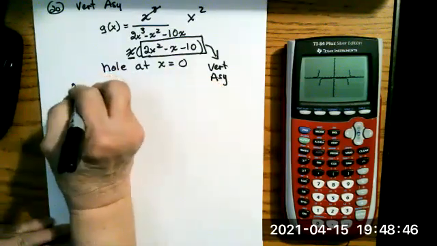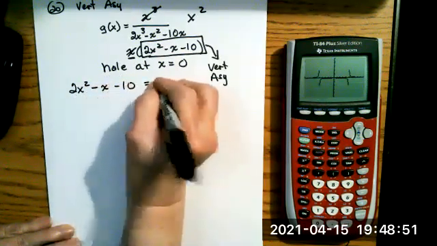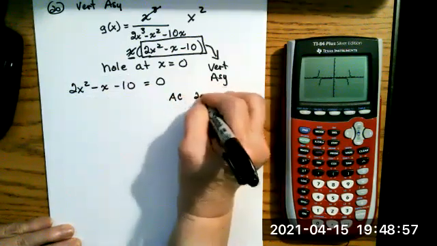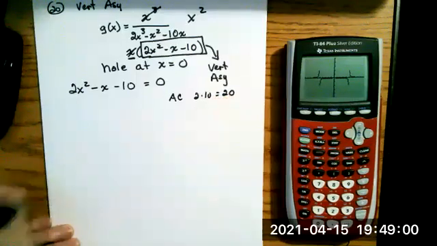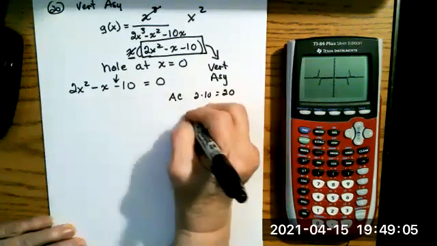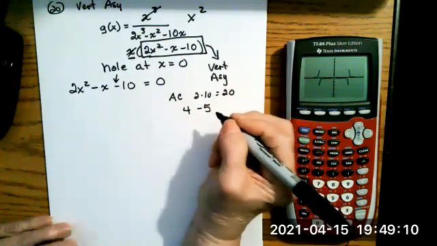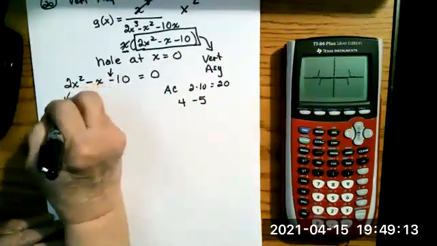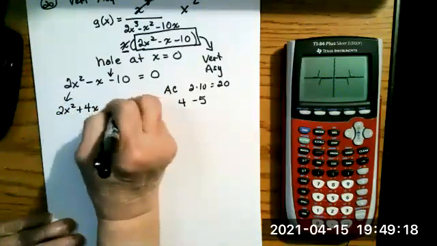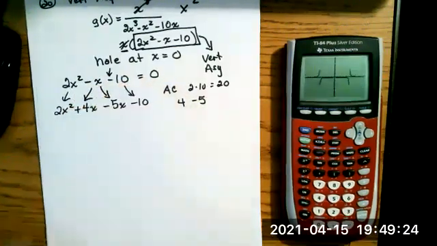So now we have 2x squared minus x minus 10 equal to 0. Looks like that's an AC trinomial. 2 times 10 is 20. I have to subtract factors of 20 to get 1. Is that 4 and 5? I want my 5 to be negative, right? Yes. So I have 2x squared plus 4x minus 5x minus 10. Bringing down the first term, renaming those middle terms.